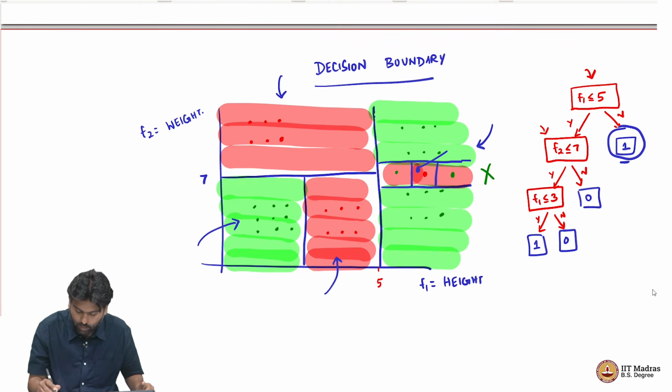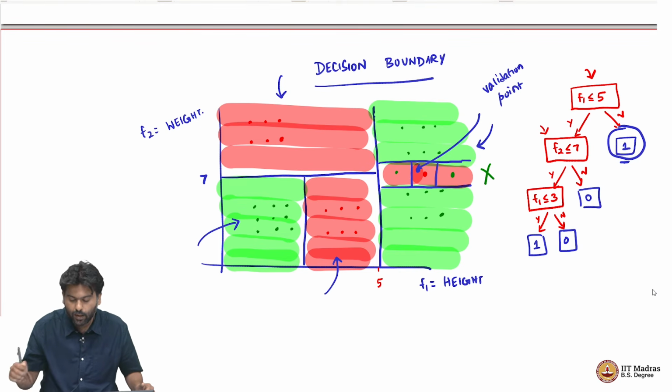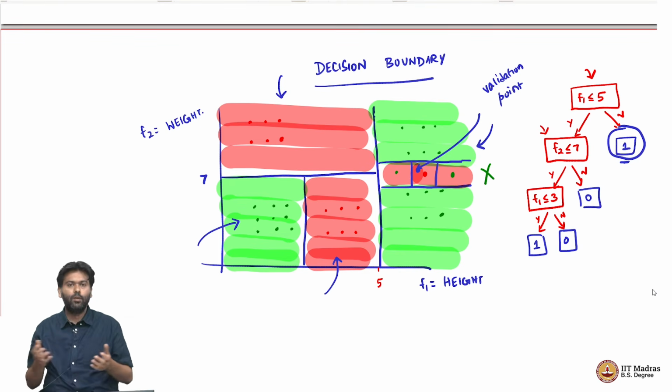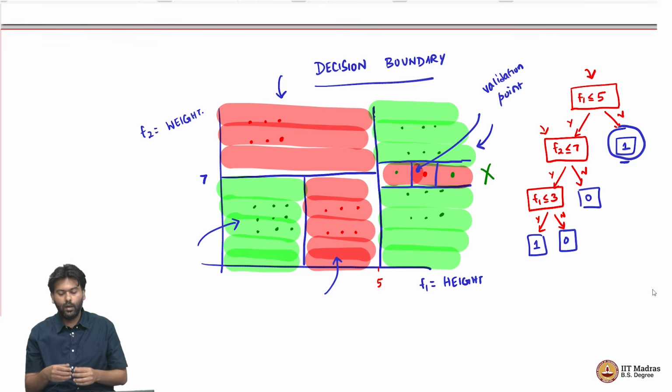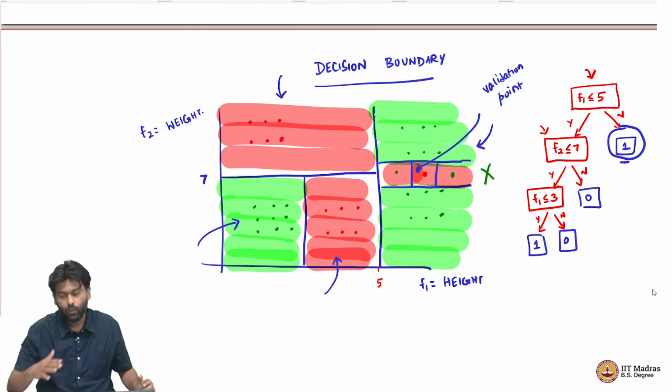Maybe this was a test point, or rather a validation point, because we don't have a test set in our hand. So maybe this was a validation set point, and what might happen is that in your validation set, this complicated decision tree is going to predict incorrectly for this point, whereas a smoother decision tree, where you had cross-validated for the height, would not really predict incorrectly, and so such a decision tree would be preferred, right?